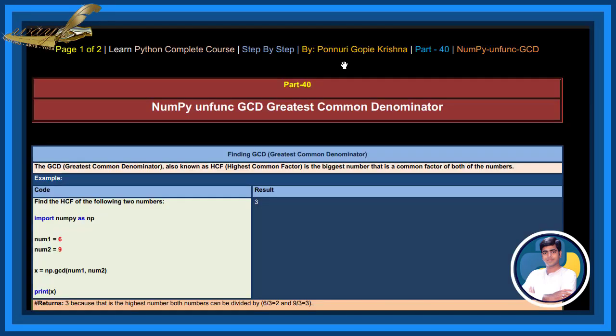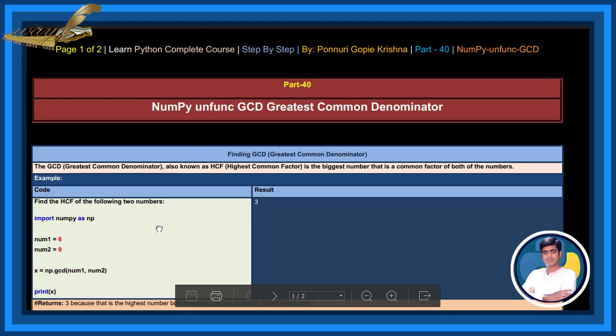In this session, let us learn about GCD, greatest common denominator. Finding GCD, also known as HCF, highest common factor, is finding the biggest number that is a common factor of both of the numbers.